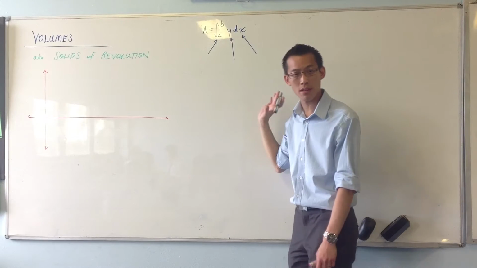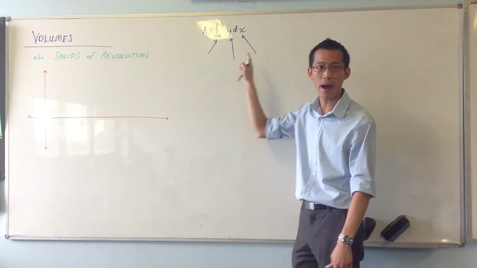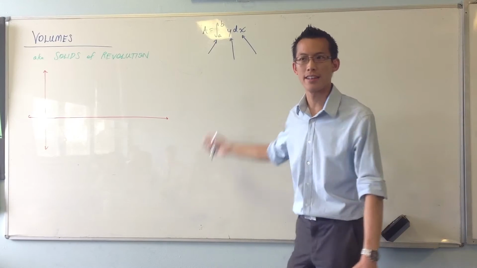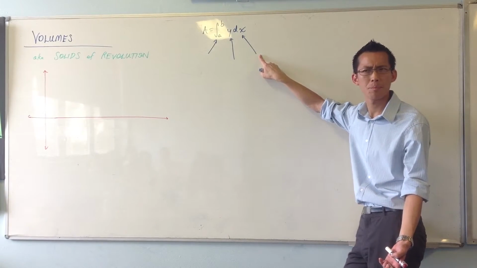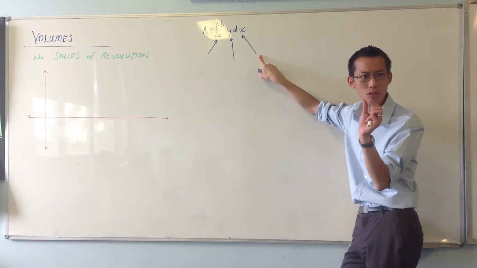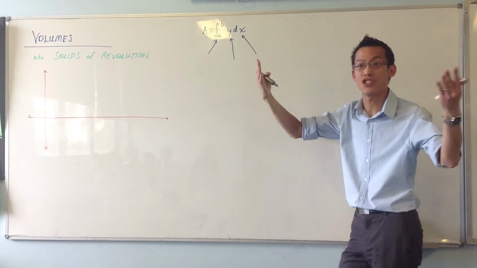Now, just help me jog my memory. What do these 3 parts, what do they each signify? Let's start from the right-hand side. What is the dx? Where did that come from? It's the width of that little rectangle that we imagined.